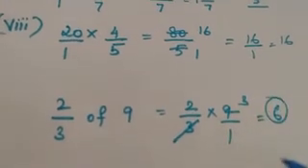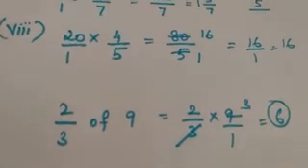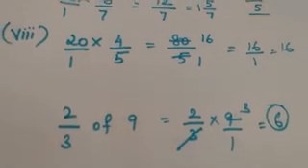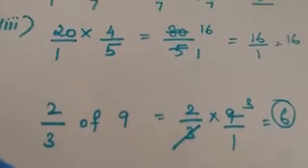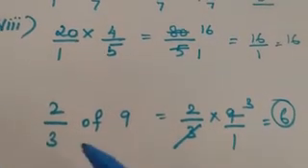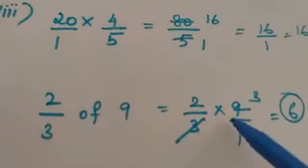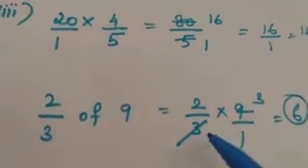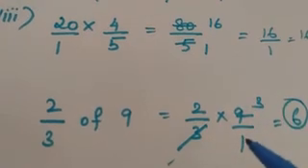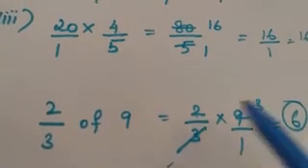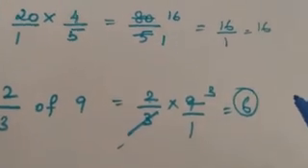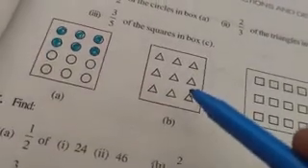So how many triangles do we have to shade? 2 by 3 of 9 is 6 for us. We find out 2 by 3 of 9 is how much? "Of" means it is multiplication only. So 2 by 3 multiplied by 9 upon 1. So 3 and 9 will be cancelled. You will get 6 as the answer. So you have to shade 6 triangles. Right? If you shade 6 triangles, that is 2 by 3 part.